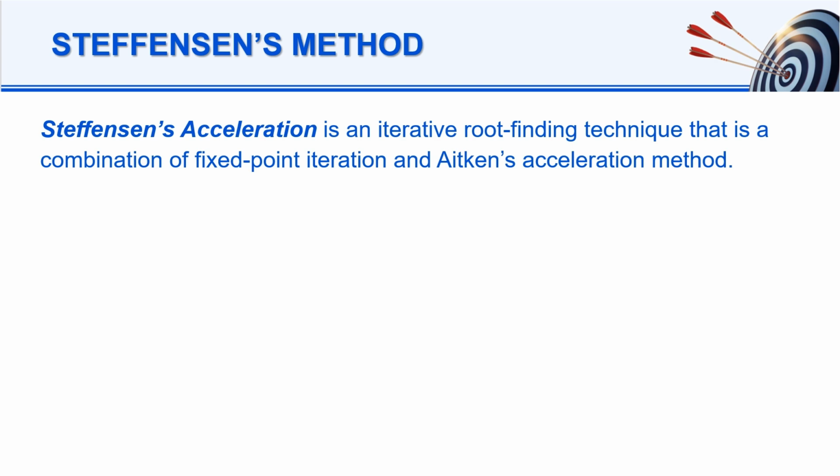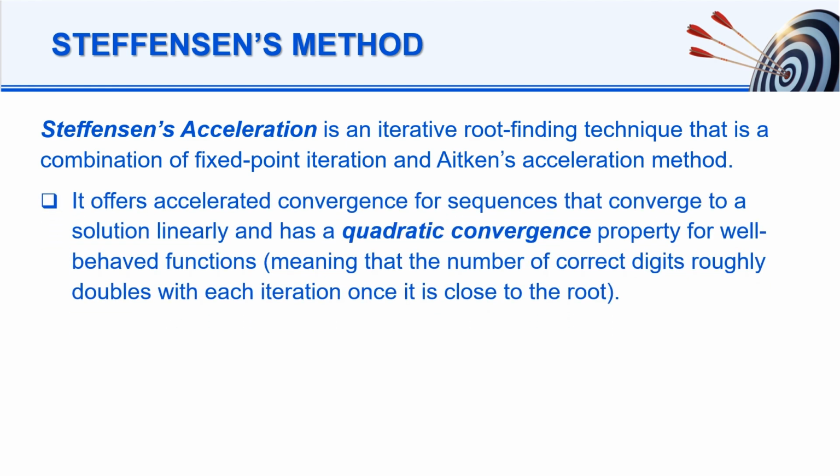Steffensen's acceleration is another iterative root-finding technique that is a combination of fixed-point iteration and Aitken's acceleration method. It offers accelerated convergence for sequences that converge to a solution linearly and has a quadratic convergence property for well-behaved functions, meaning that the number of correct digits roughly doubles with each iteration once it is close to the root.